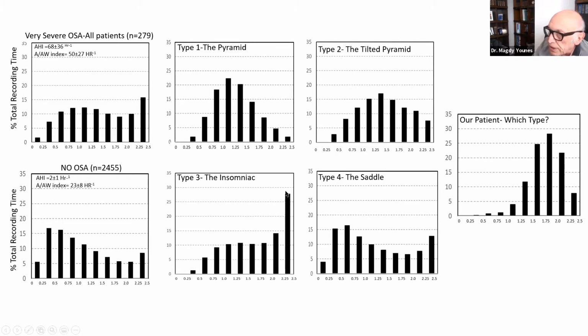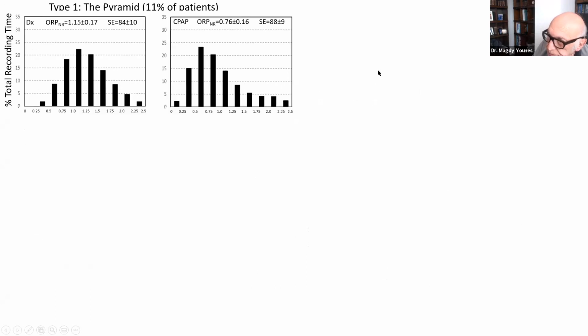It's definitely not type 1 because it has a lot of, where do you go? It has a lot of full wakefulness. It's not the insomniac. It's not the saddle, so it has to be type 2, right? Type 2 is like this, except it's pushed further to the right. So it's just a more severe form of type 2. Now we want to see how each one of these types responds to CPAP.